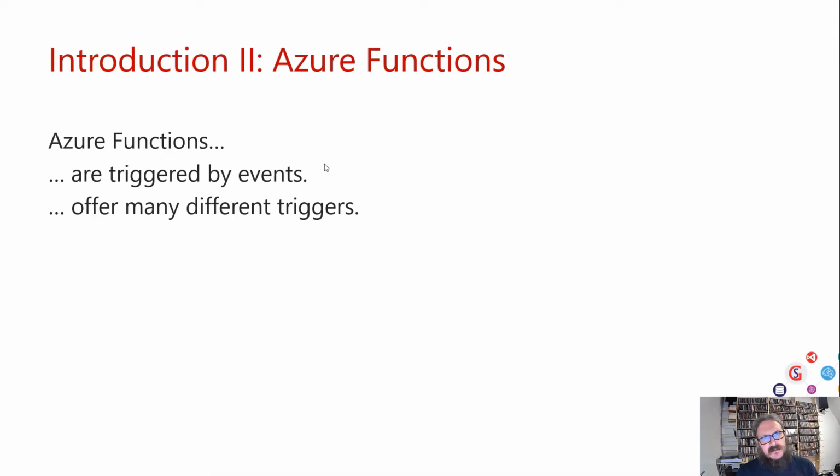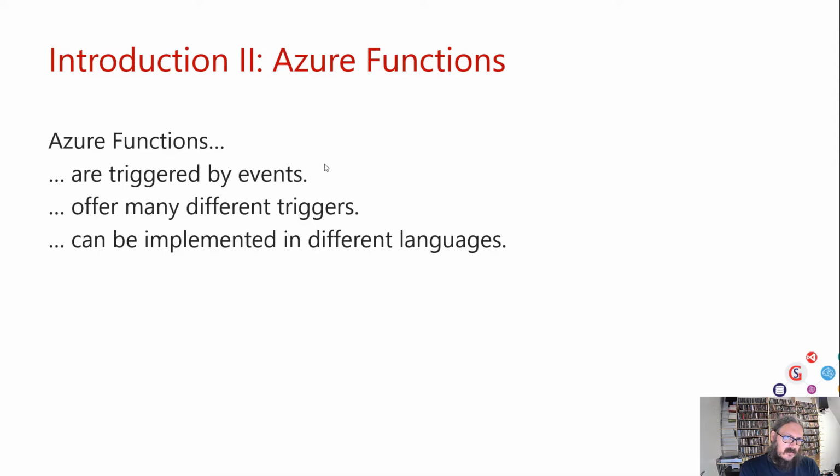So you have many different triggers that help you place functions at different places in your processes, and I'll show you a few of them later in my examples. This flexibility is also reflected in the fact that they can be implemented in many different languages. In my examples, you'll see C# and .NET Core. However, you can even extend Azure Functions to use your favorite programming language. There are examples online if you want, for example, Azure Functions in Go or Erlang if you feel like it.